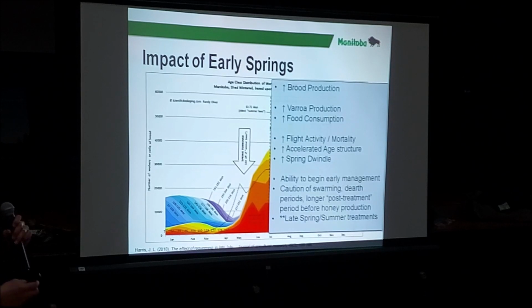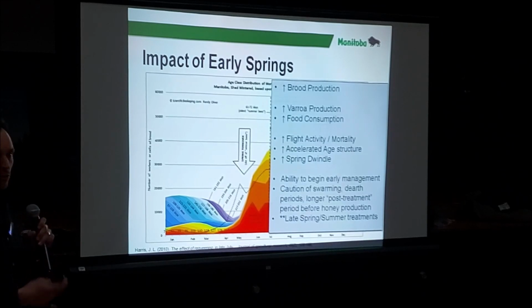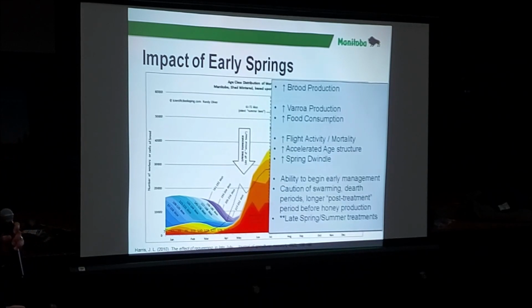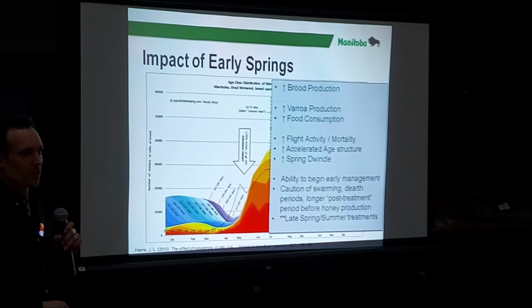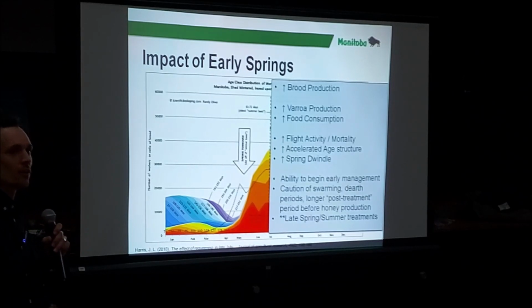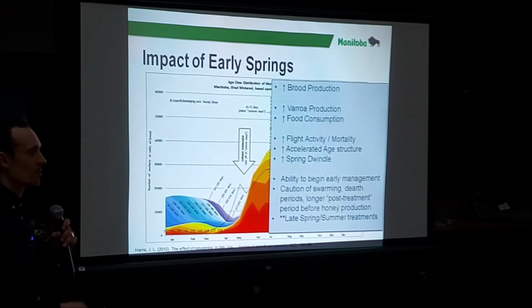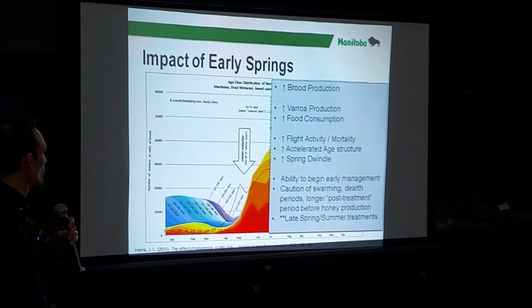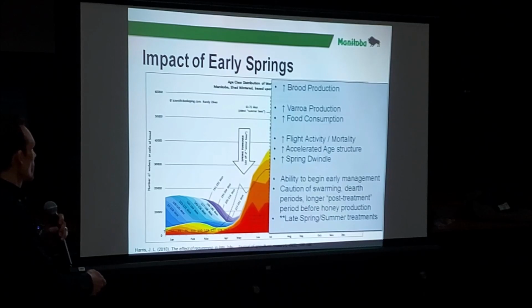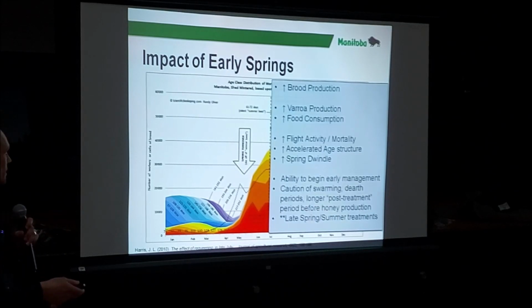If you have these huge populations and dandelions stop blooming and there's a dearth period with a really large population, you may want to keep a really close watchful eye on starvation at that point, and monitor the feed levels a little bit more.